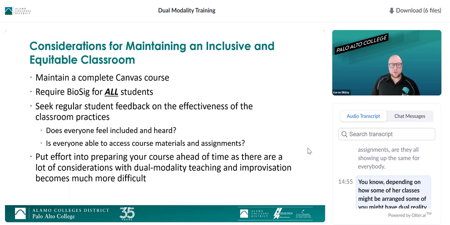Depending on how some of our classes might be arranged, some of you might have dual modality classes that are actually 2 separate sections. And so they might show up as 2 separate sections in Canvas because they each have their own CRN, right, for the in-person students and the Zoom students. Even though they're at the same time, they're technically in the system 2 CRNs, and so in Canvas, they may show up as 2 separate classes. I know that's how we're doing it in our department, at least.